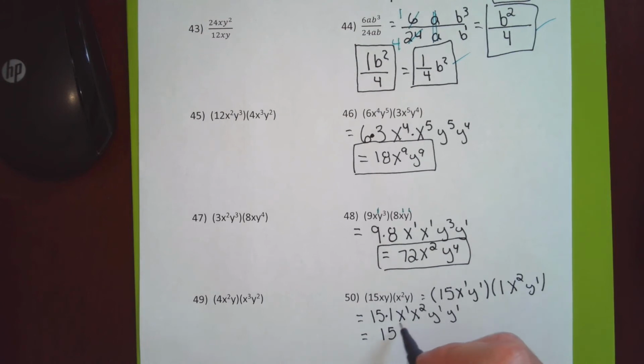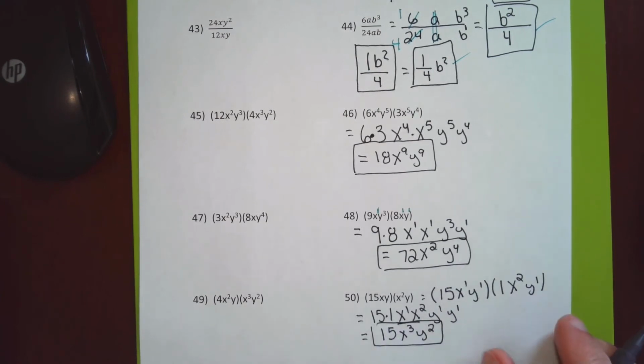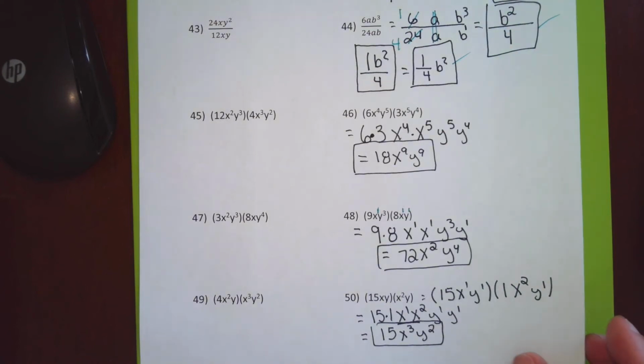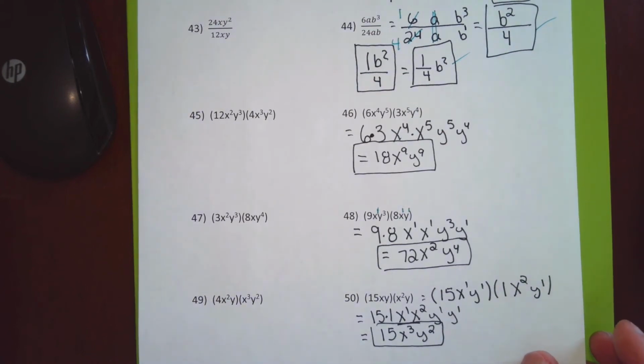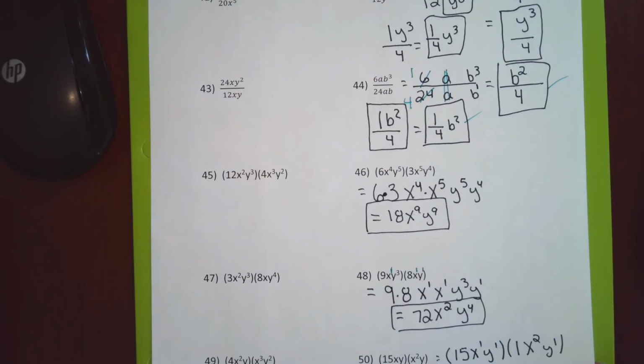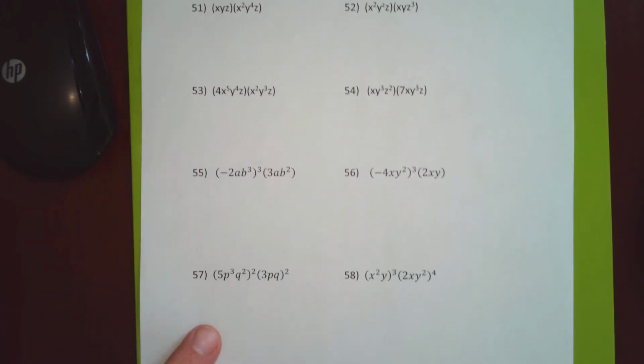Use the rule that I'm multiplying with like bases and add the exponents on the x's and get x cubed. And add the exponents on the y's and get y squared. So my best answer for 50 would be 15x cubed y squared. You should be able to finish all the odd problems on this sheet. We're getting closer. I just have 2 sheets left, but they've got some chunky problems on them.